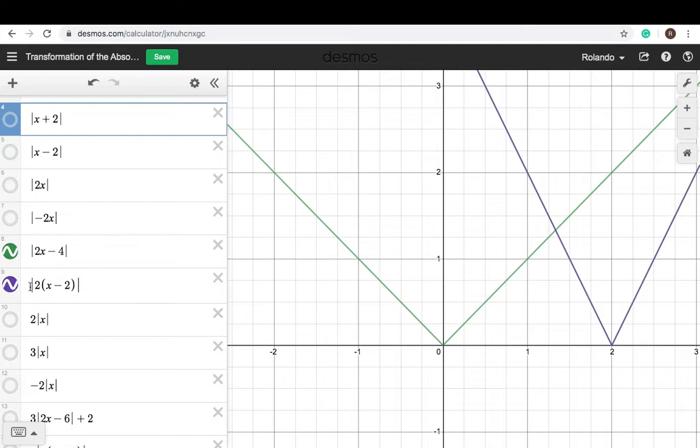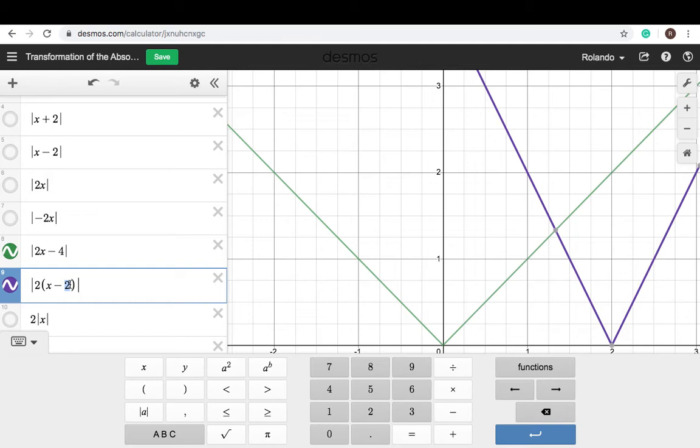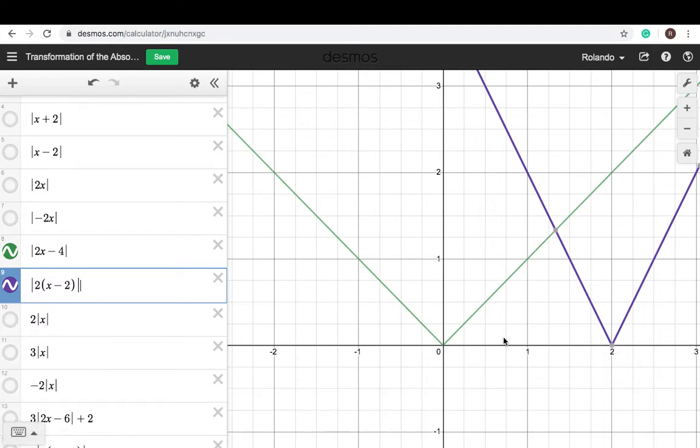And only after doing this factorization is it obvious that the translation to the right is 2 units. That's why you have this 2 units translation. And then this positive 2 will again squeeze the graph horizontally by a factor of the inverse of 2, which is 1/2.